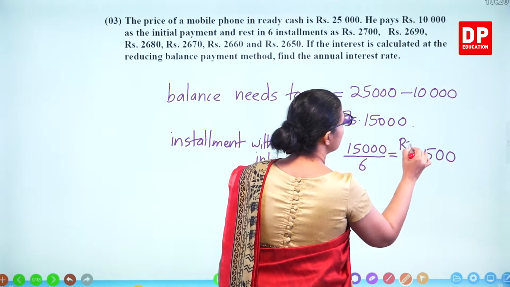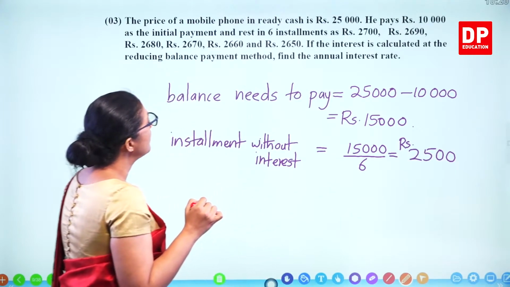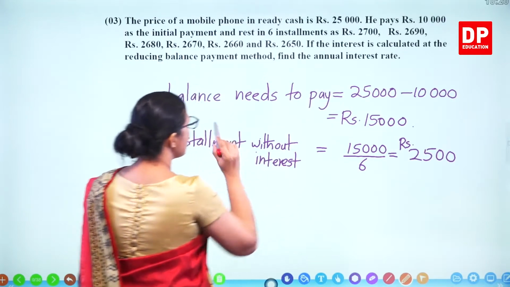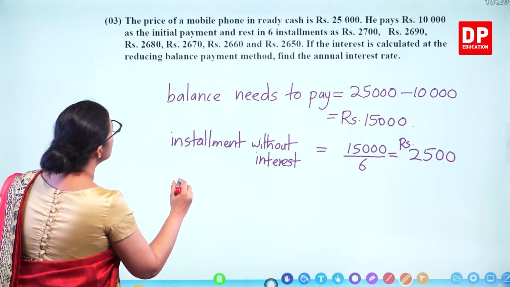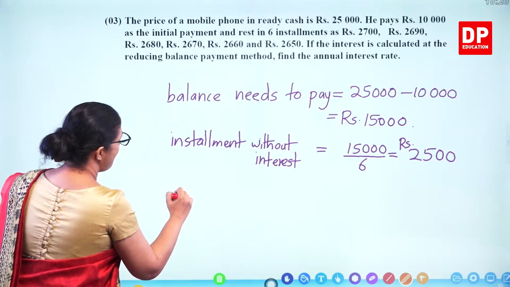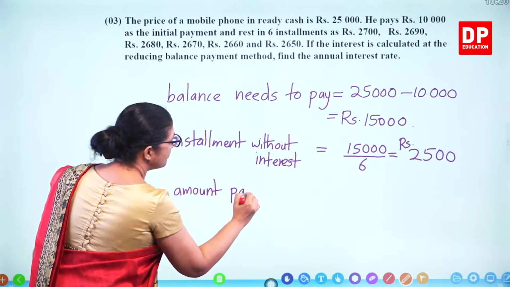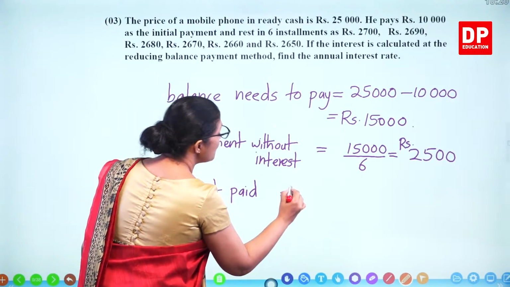2,500 rupees. Then, what is the amount paid with interest? Amount paid. You have to add all these values.